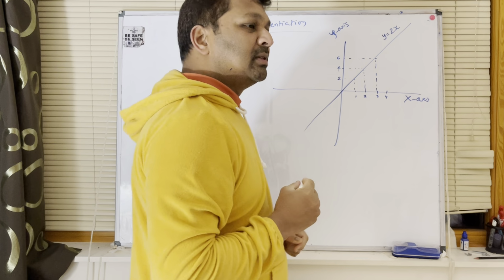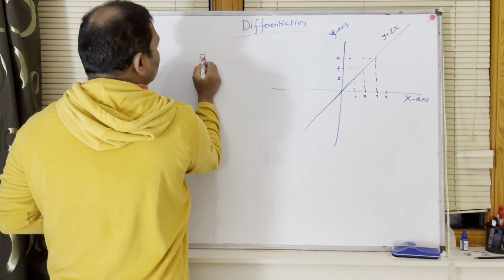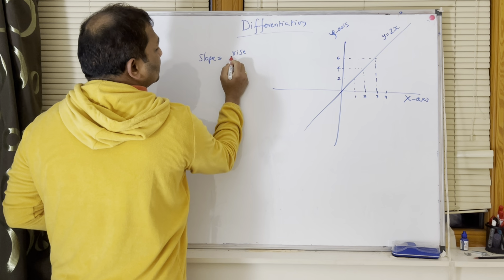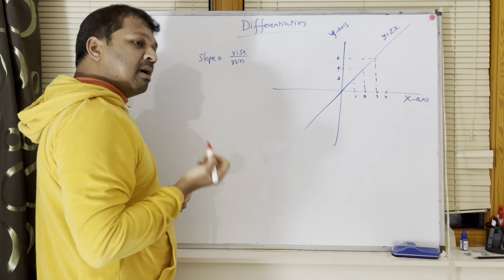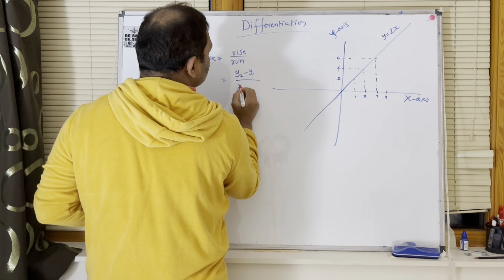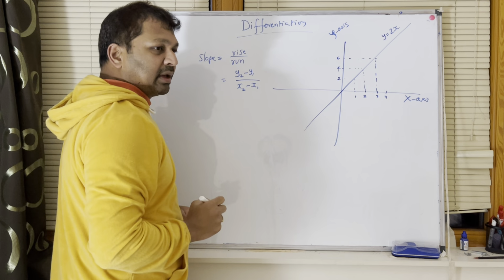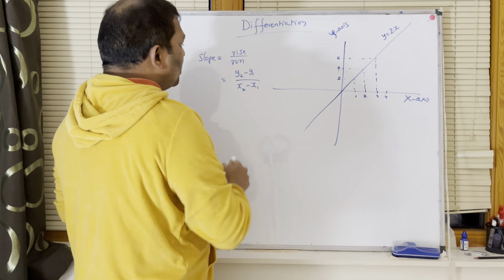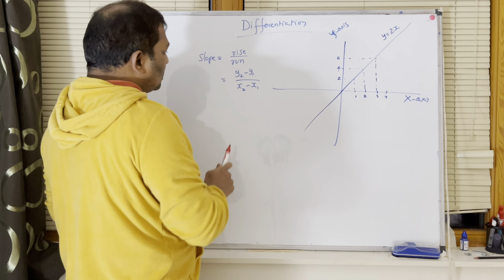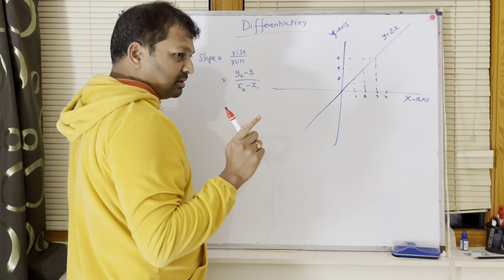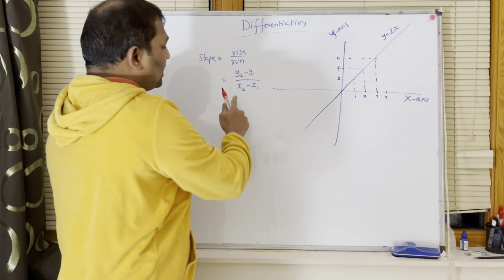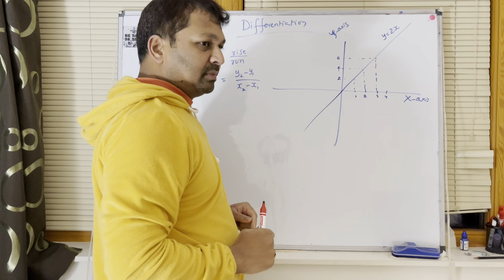The slope is also defined. The definition of slope is rise by run, or y2 minus y1 by x2 minus x1. You pick any 2 points and then substitute these. So x1 and y1 is 1 point and x2 and y2 is another point.